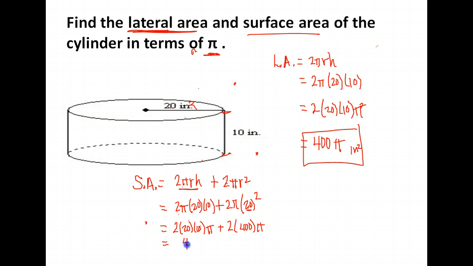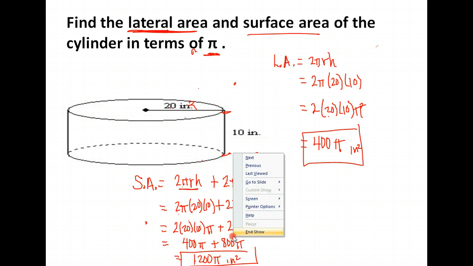All right, now let's multiply. Here we get 400 pi plus 2 times 400 is 800 pi. I add those together and I will have my answer for surface area. 400 plus 800 is 1200 pi. And again, that would be in square inches. My lateral area was 400 pi. My surface area was 1200 pi.